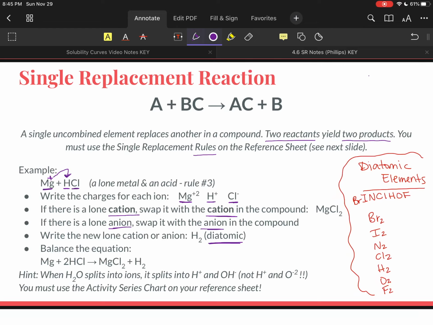So when you rewrite your equation, since hydrogen was kicked out, right? My magnesium kicked out hydrogen. Now hydrogen's alone, but I have to make sure I'm writing it with the 2 subscript because it's diatomic.